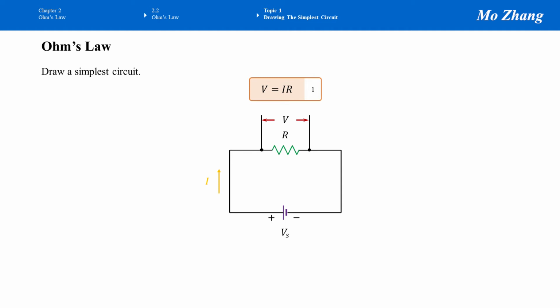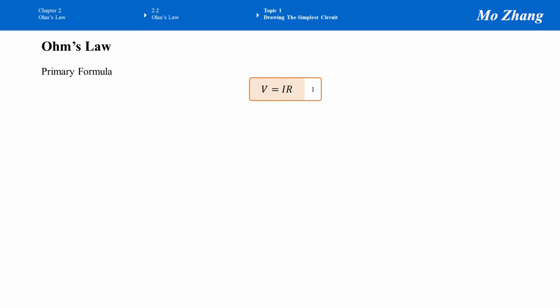From this formula, we can rearrange it and get two more forms. Let me erase this circuit. We're going to derive the other two forms from the primary formula. From Ohm's law, we know V equals I times R. If we divide both sides of the equation by R, on the right-hand side the R and the denominator R cancel out. On the left-hand side of the equation is V over R. So the equation becomes V over R equals I.